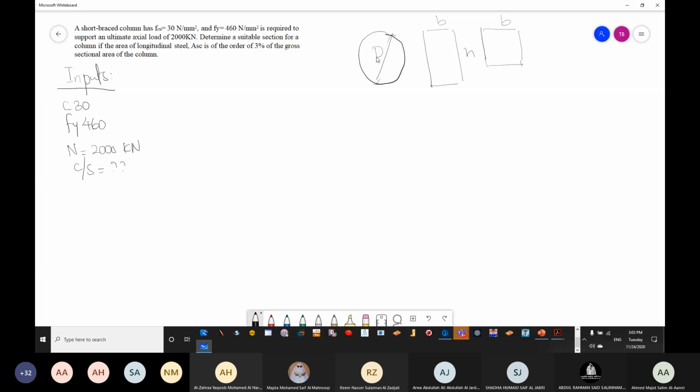They said that your Asc is 3% of the area of the column, and you need to calculate the cross section. One thing we need to conclude and know: do you agree with me that the area of the column is equal to the area of concrete plus the area of steel? Do you agree that in the column we have only concrete and steel?